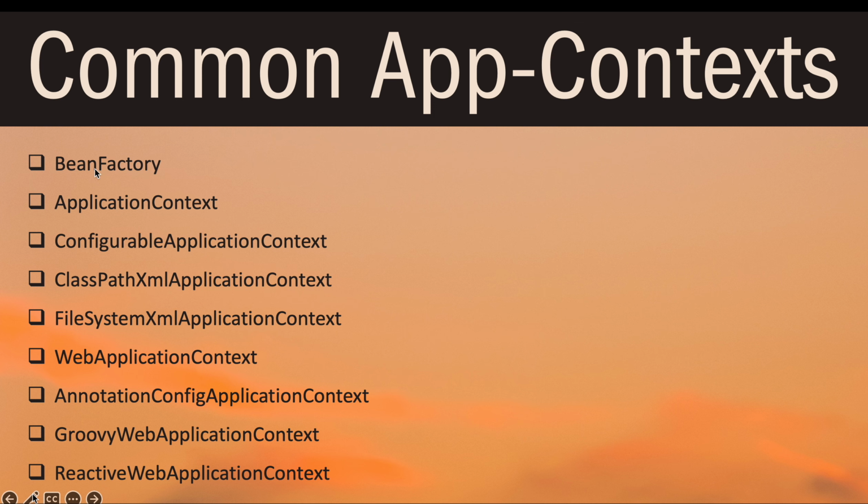So before we conclude our video, I want us to look at common application contexts. Obviously, we talked about the bean factory, which is the root, on top of all of them. Then we have the application context, then the configurable application context. Then you have the class path XML application context, the file system XML application context, the web application context, the annotation config application context, then the Groovy web application context and the reactive web application context. So based on the dependencies you have on the class path, Spring will know which application context it has to wire for you.